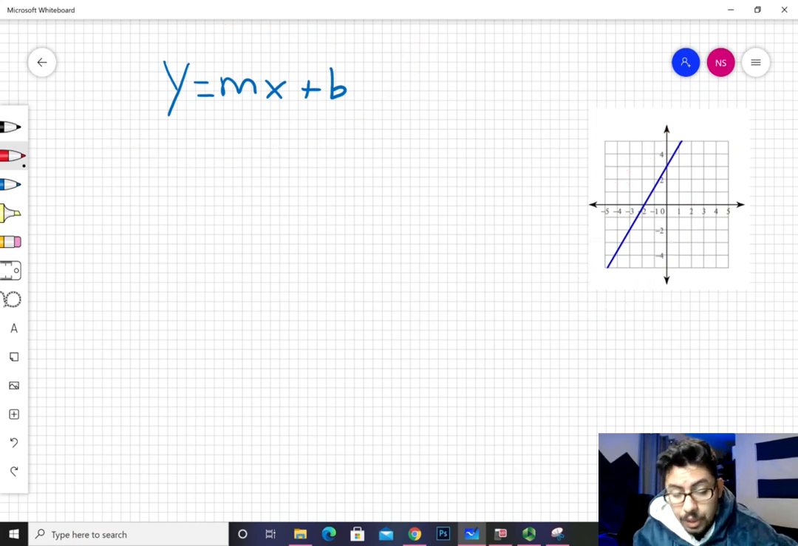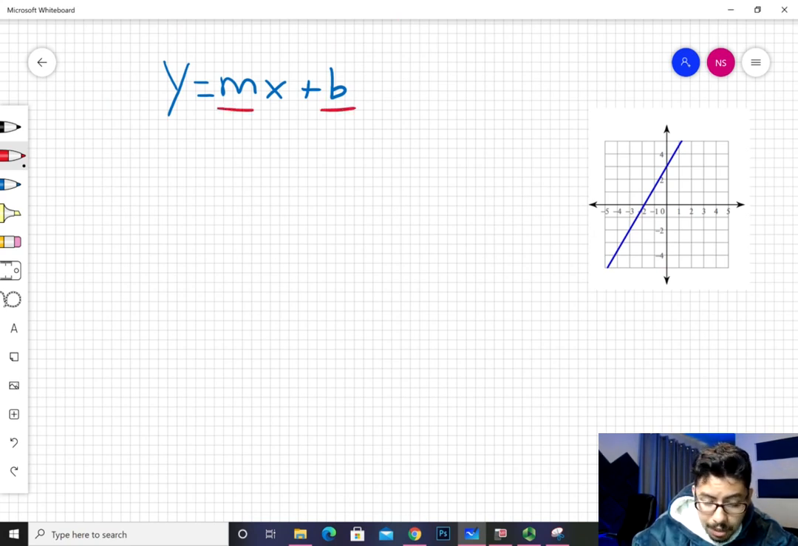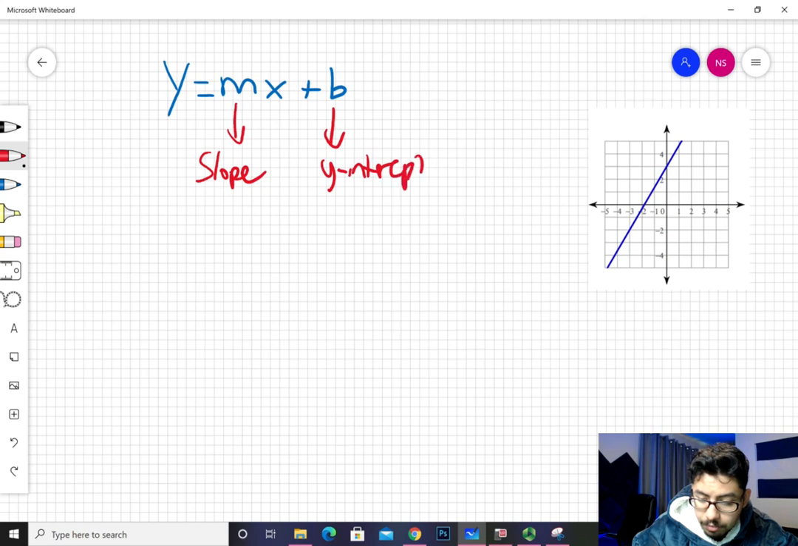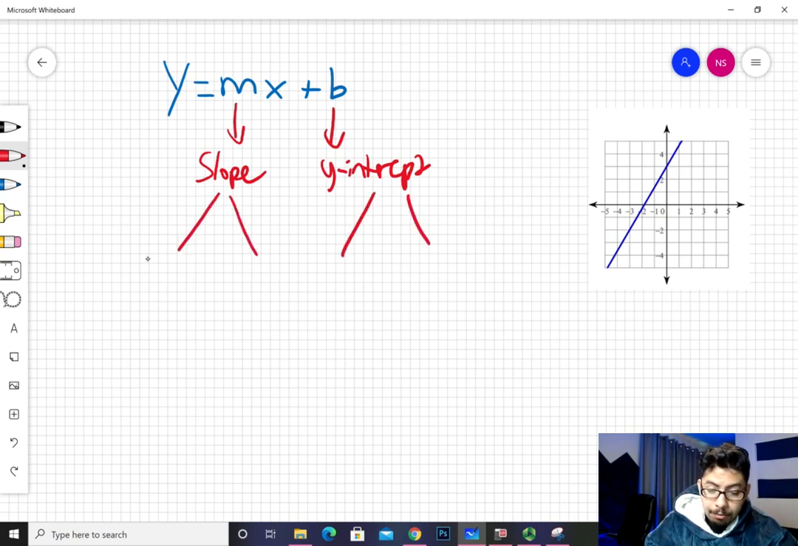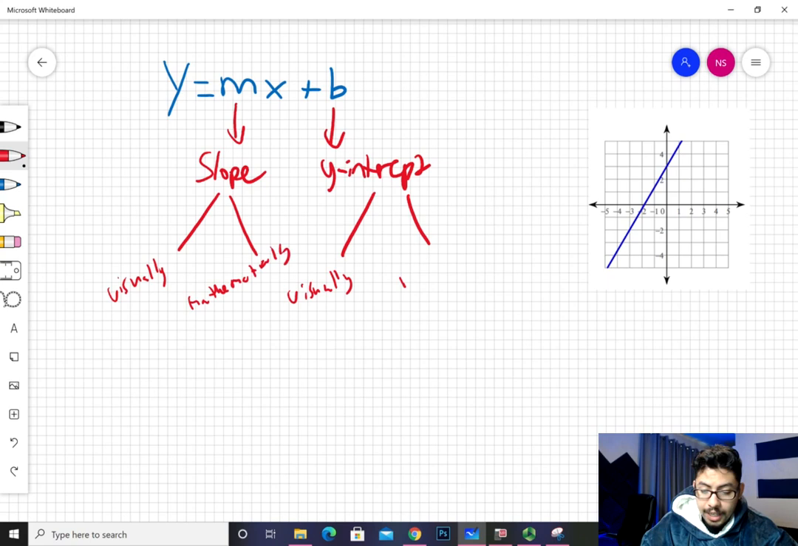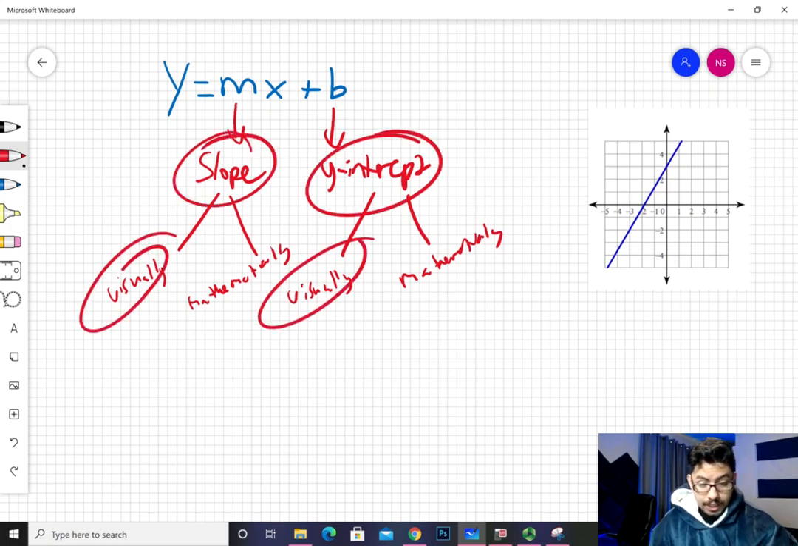So that is what we're going to be doing today. We're going to be determining how to find the m and the b. I already said it. M is slope and b is the y-intercept. But there are two ways to find the slope and the y-intercept. You could find it visually, which is what we're doing today, or mathematically, which we'll be doing in the next lesson. So we are going to find the slope and the y-intercept visually today.